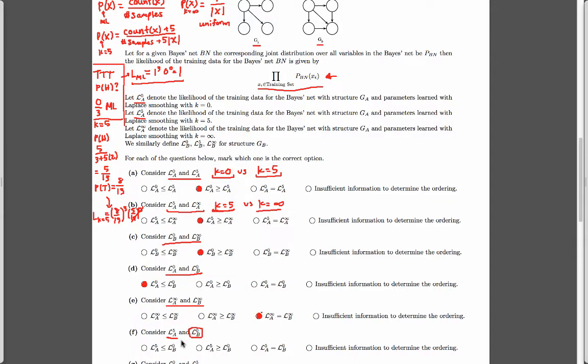Therefore, the likelihood of our training data with model B with 0 smoothing is going to be greater than or equal to the likelihood of our training data with model A and Laplace smoothing at k equals 5. Note that this isn't necessarily true for our test data, but for our training data, this will be true. It's possible that model A with Laplace smoothing of 5 will better fit our test data because it won't overfit to the training data. However, in this question, we're just concerned with the likelihood of the training data.